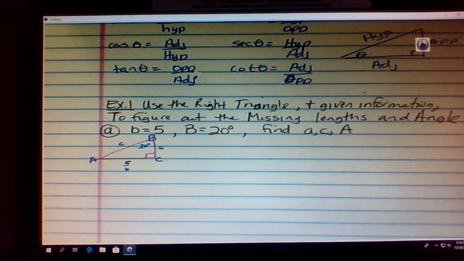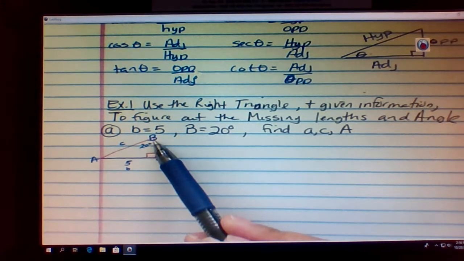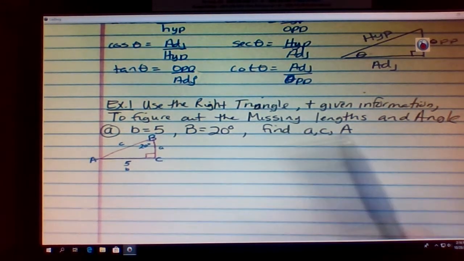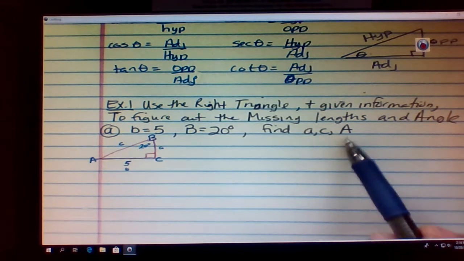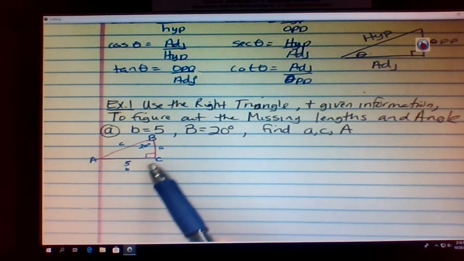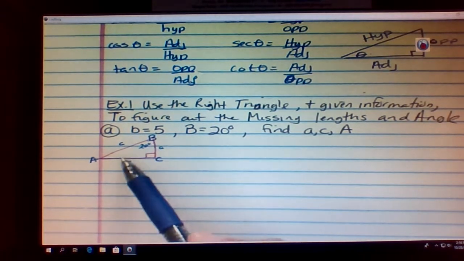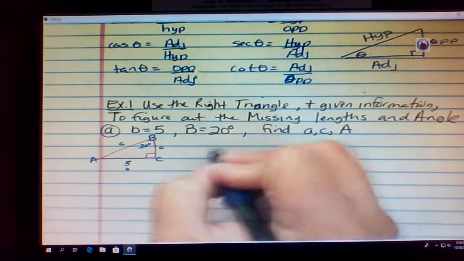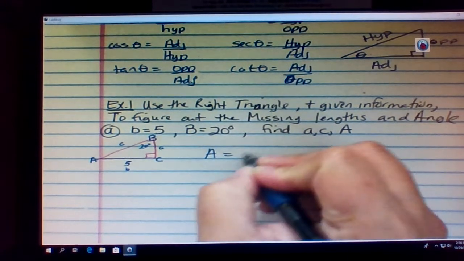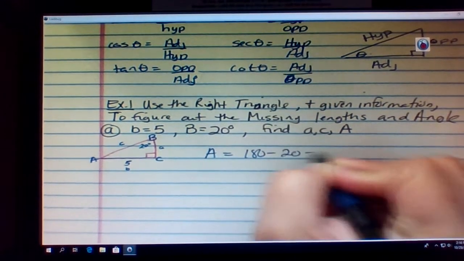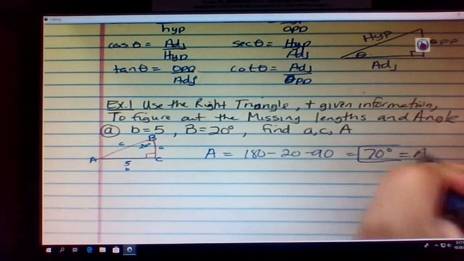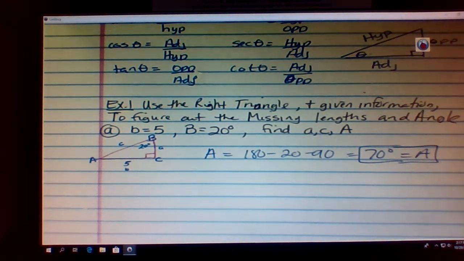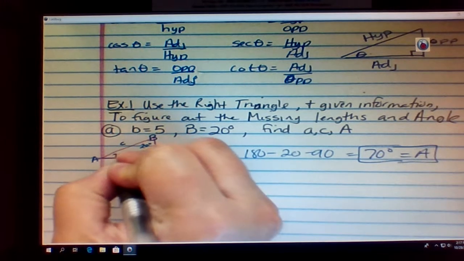So if I know that this is 20, this is 90, can I already figure out what my angle A is? It is 70. How do you know? Because 90 plus 20, subtract that from 180. So A equals 180 minus the 20 minus the 90, which is 70 degrees. This is angle A. So I already found that part, and you can go ahead and write it in there.